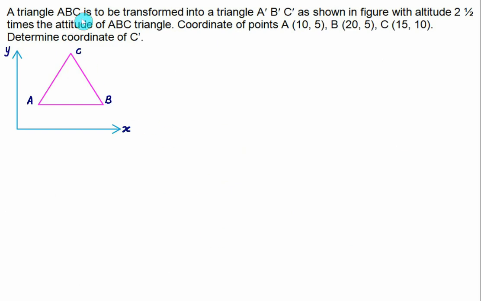A triangle ABC is to be transformed into a triangle A prime, B prime, C prime as shown in the figure, with altitude 2.5 times the altitude of triangle ABC. The coordinate of point A is 10, 5, B is 25, and C is 15, 10. Since here, if I directly apply the scaling along the x-axis and y-axis, scaling along the x-axis we have to use as 1, because only the altitude we want to change by 2.5. So whatever the altitude in the original figure, we want to increase it to 2.5 times.